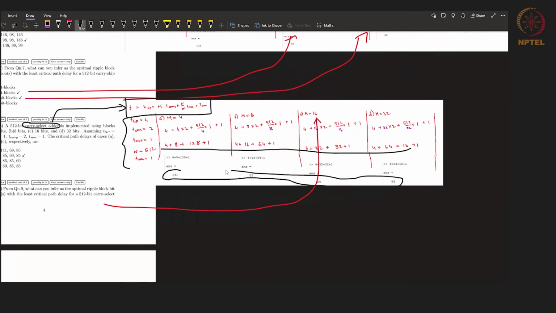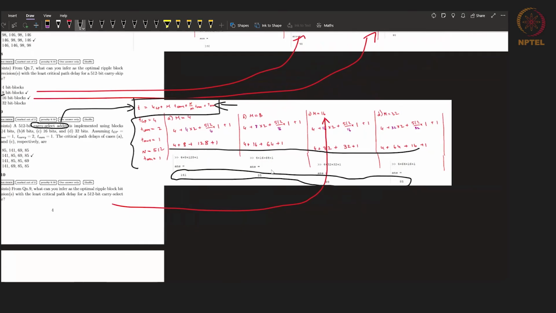So please do go back and look at this for more information. You can just look at how to plug these values in like this, and you'll get these values: 141, 85, 69, and 85.